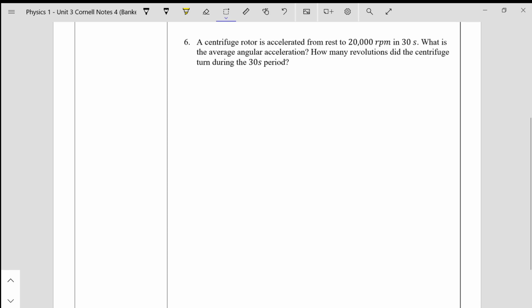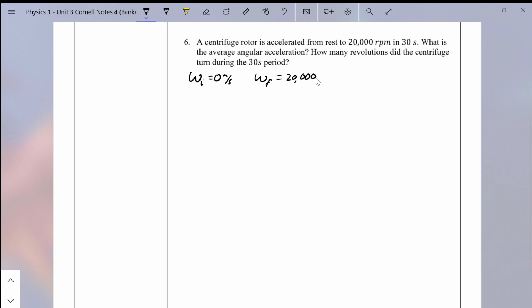So here's an application problem. A centrifuge rotor is accelerated from rest to 20,000 RPM. That gives us that omega initial is 0. And omega final is this 20,000. Well, actually, that's not omega. That is a frequency. The frequency is 20,000 RPM. So we'll need to convert this frequency to an omega, which will give us our omega final. We know time is 30 seconds, and that's about all we know.